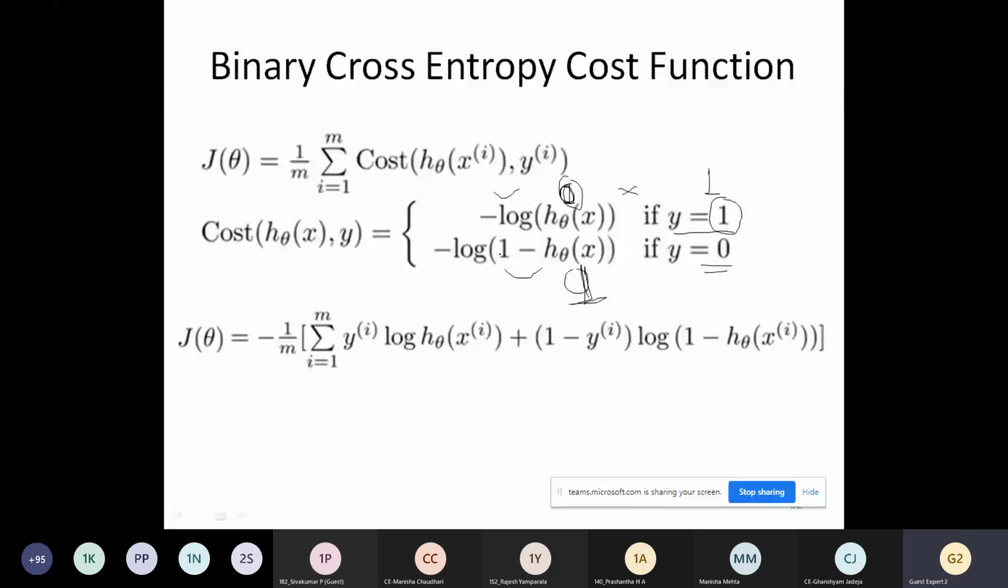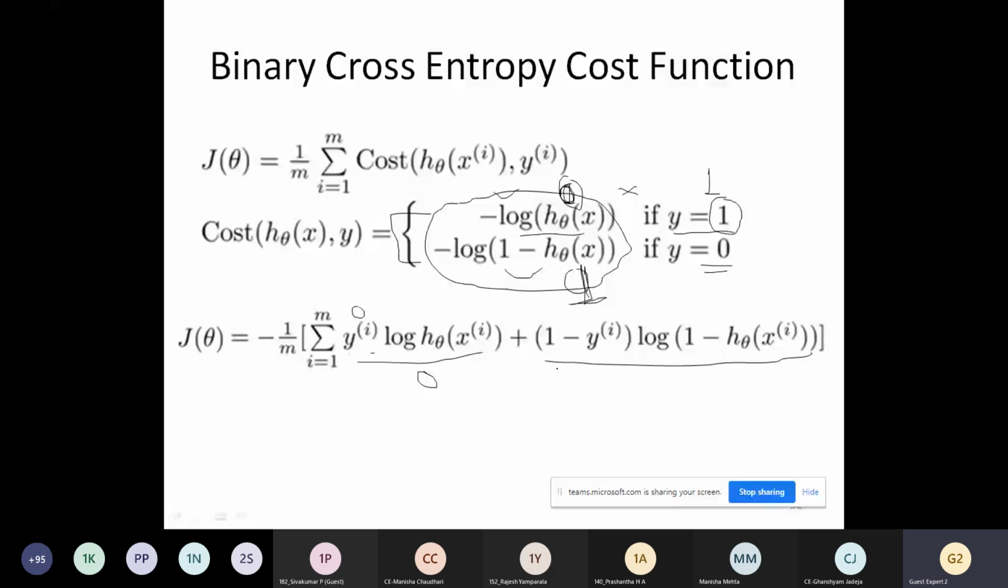Now for simplicity, I want to combine both terms in my cost function. So what I have done is multiplied this with y. When y is 1, this will be the cost function. When y is 0, this term will be 0. So in that case, 1 minus yi, 1 minus 0, so 1 into this will be the cost function. So I have just combined these two terms by multiplying with y and 1 minus y.